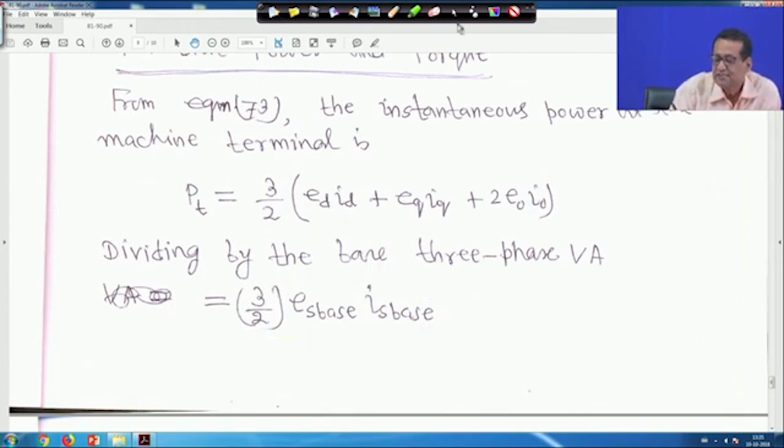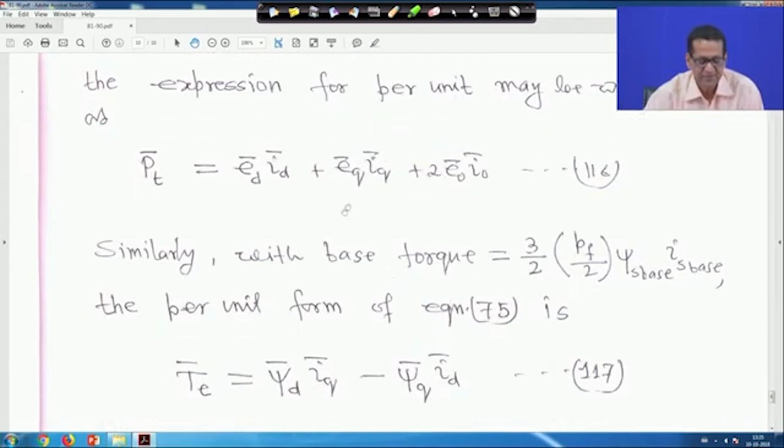So that is why this equation is written as PT bar is equal to, only the expression remains the same, only the things are per unit values. All numericals and other things, the transformation from real value to per unit value, we will see, and all numericals we will do in per unit values. So PT bar is equal to ED bar ID bar plus EQ bar IQ bar plus 2 E0 bar I0 bar, this is 116.